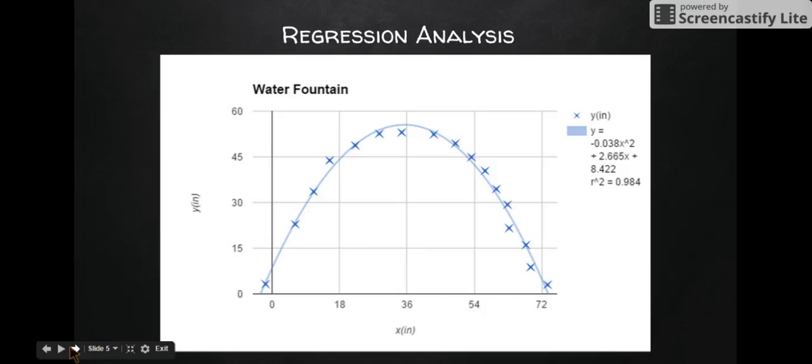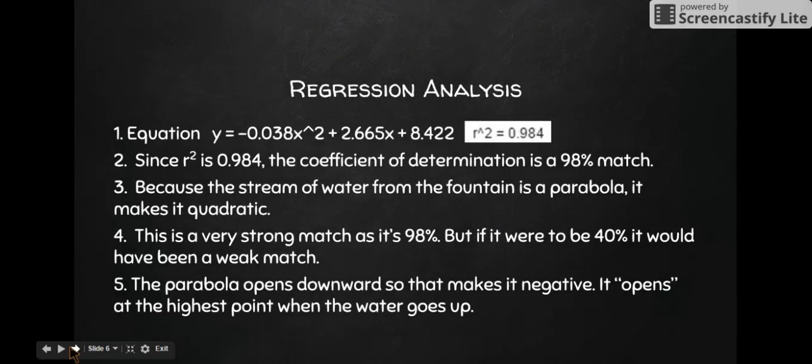Okay, so the equation for this is y equals negative 0.038x squared plus 2.665x plus 8.422. And the most important thing for you to remember right now is R squared equals 0.984. And it's important to remember because since R squared is 0.984, the coefficient of determination is a 98% match.